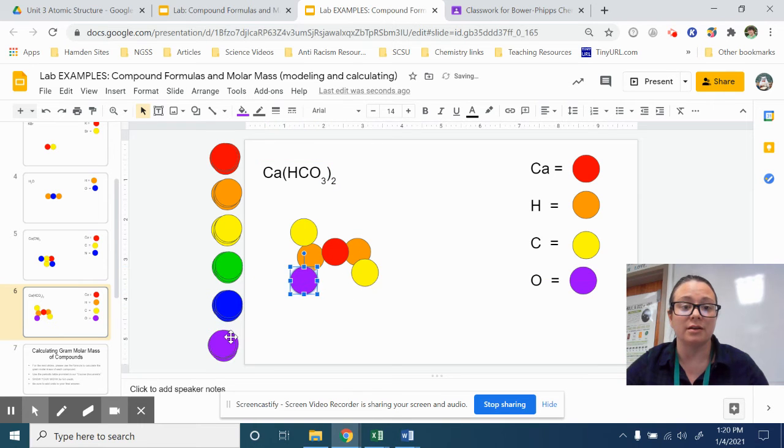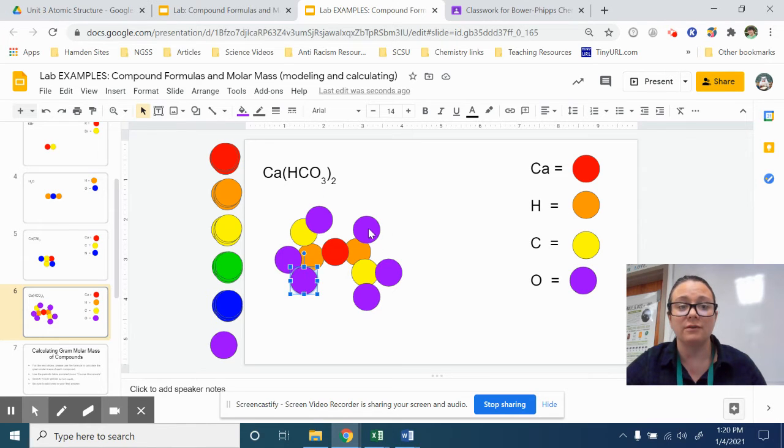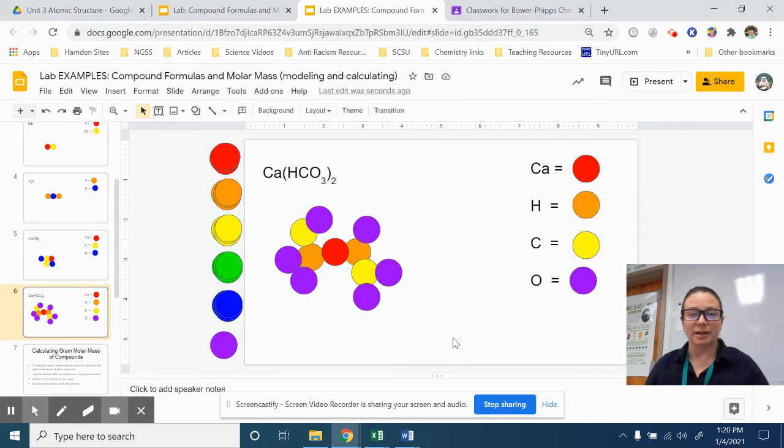All right, so 1, 2, 3, 4, 5, 6. Again, I don't care how you connect them, but there need to be 6, 2 times 3 oxygens. Purple is my oxygens. 2 carbons, right? 2 times 1, yellow is carbon, same for hydrogen, and just 1 calcium. All right, that's the modeling part. Now let's move on to the calculating.